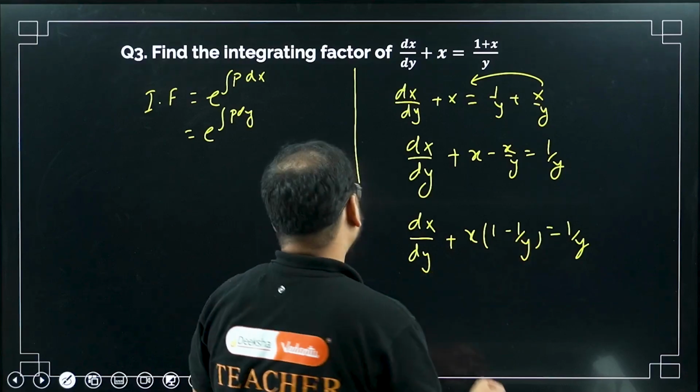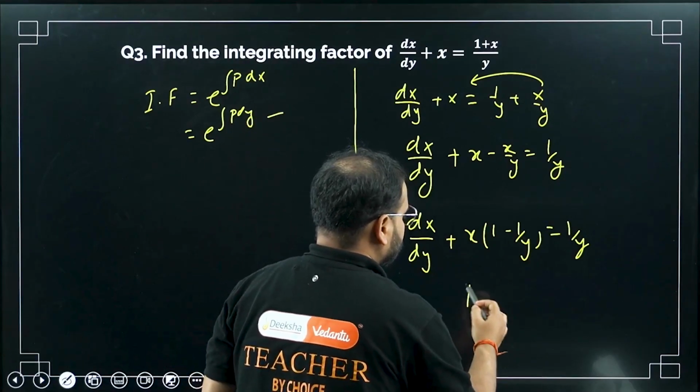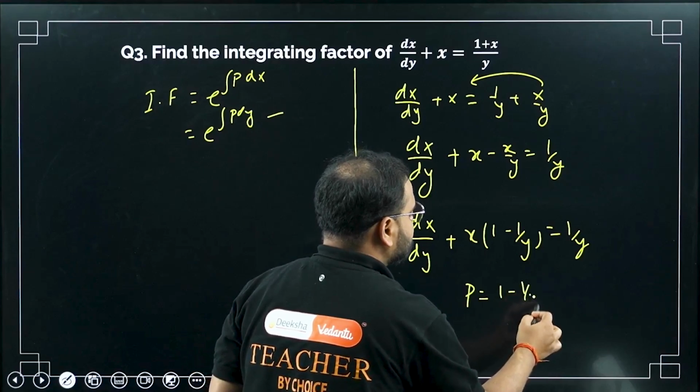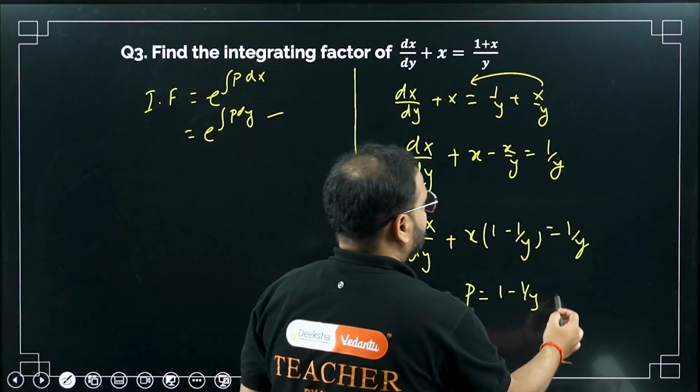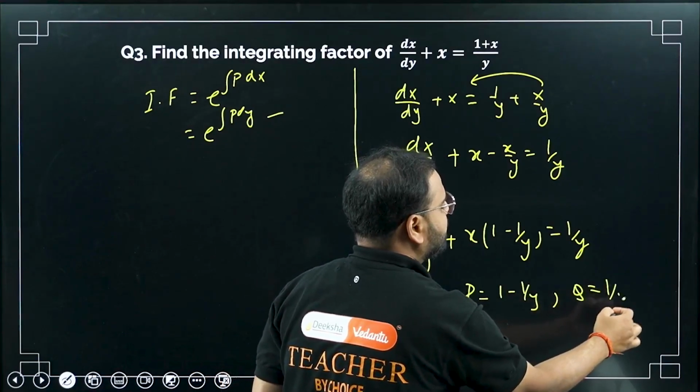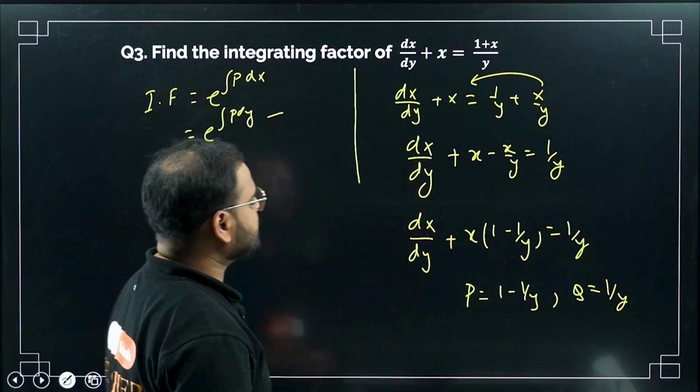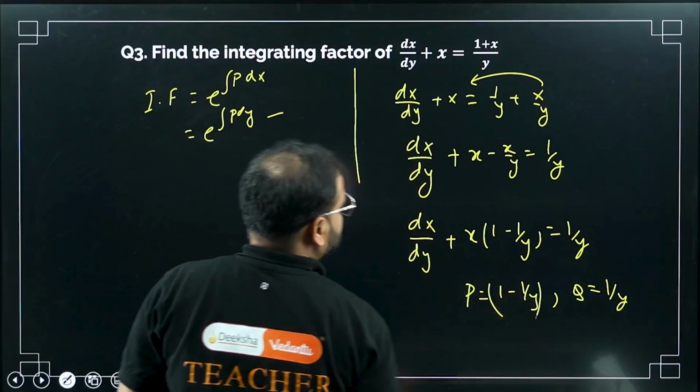So this is going to be case number 2. My p value is 1 minus 1 by y, and the q value doesn't matter over here because we are not looking for the final answer. So p value is what? 1 minus 1 upon y. So let's integrate it like this.